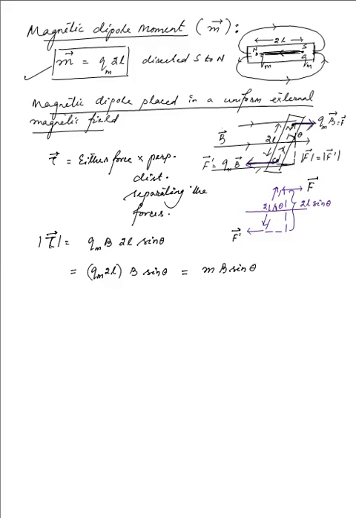With mB sine theta and the torque being a vector quantity, we have m as a vector quantity, B as a vector quantity, and the result over here, that is the torque acting, that too is a vector quantity. Then with products giving a vector quantity, the product must be a cross product. So tau simply is equal to m crossed with B. This is the expression for torque acting on a magnetic dipole placed in a uniform magnetic field.